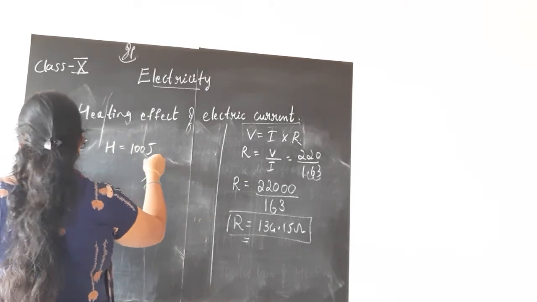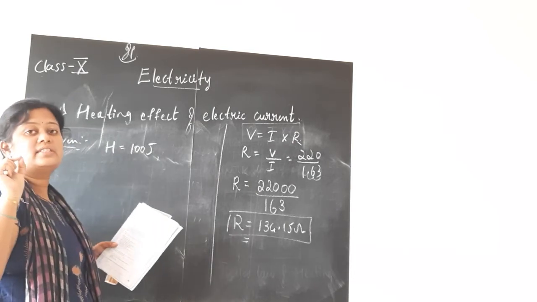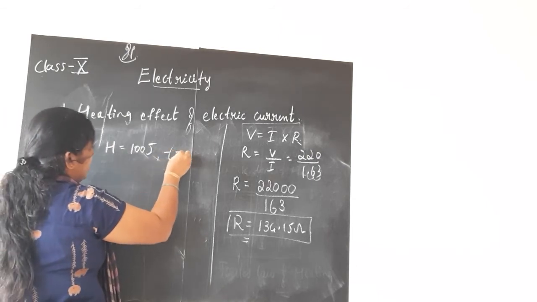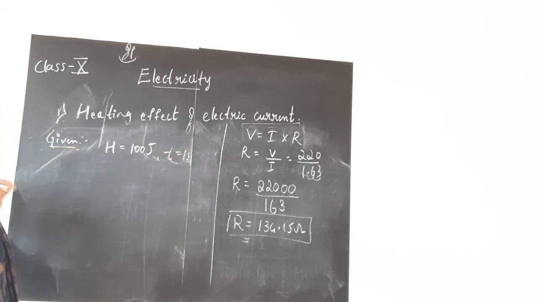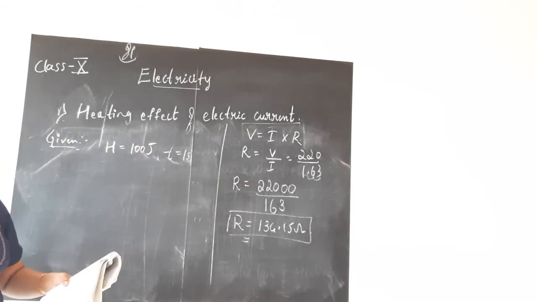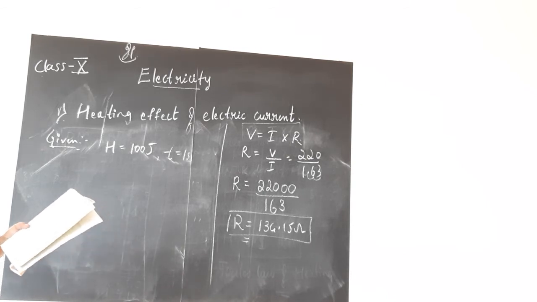In a time, see, 100 joule of heat is produced in each second. Here they may not mention 1 second, but time is given as 1 second. Each second means 1 second. So you may miss writing this data and struggle while solving the problem. So please be careful when you read the question.